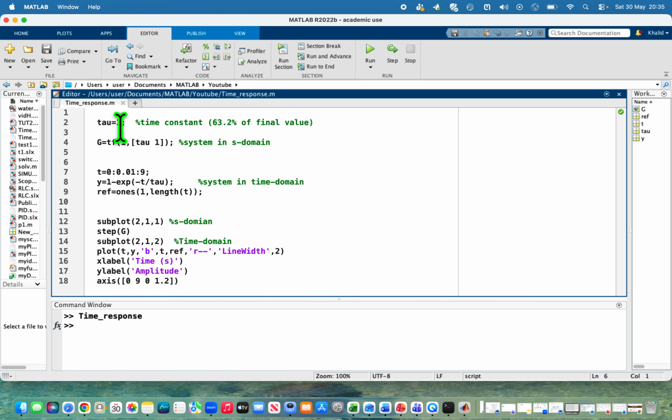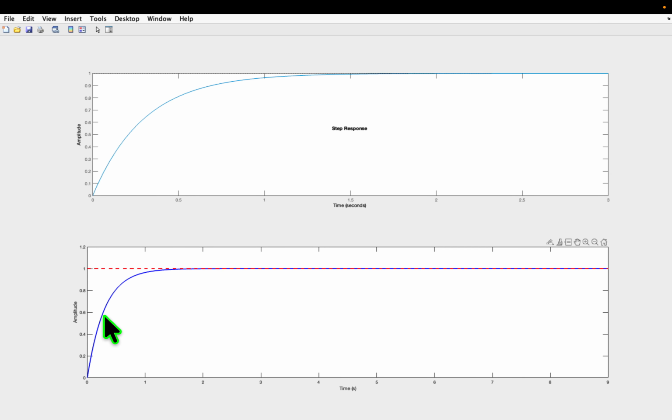If I want to have a faster response, I can just reduce my tau. So if I make it, for example, 0.3 and then click on run again, you can see that the system responds faster now. It is the same response, it's just that the time scale for the upper and the lower plots are different.